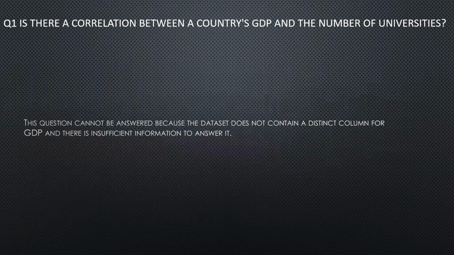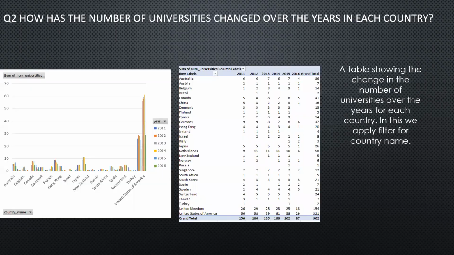This was the question: is there a correlation between a country's GDP and the number of universities? This question cannot be answered because the data set did not contain any column regarding GDP. The data was insufficient, so it is not possible to answer. Moving on to the next one.